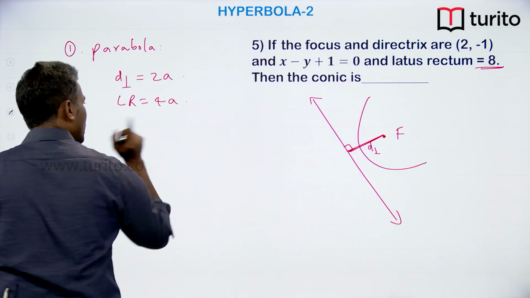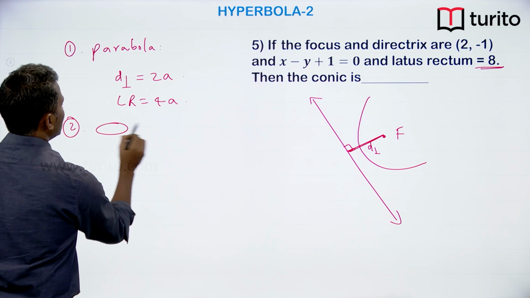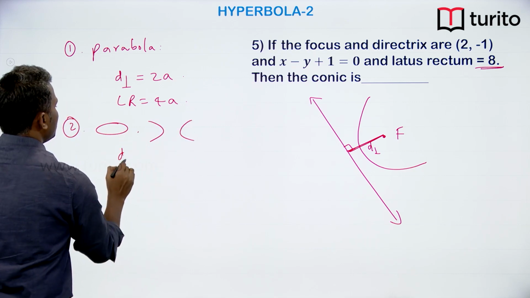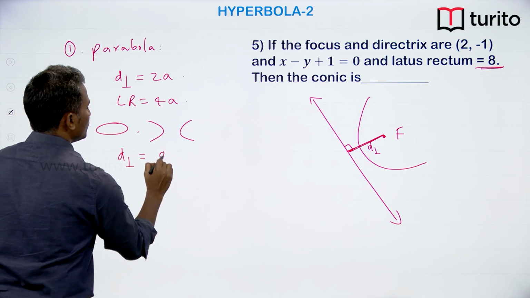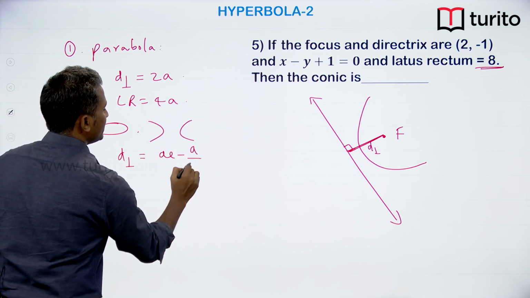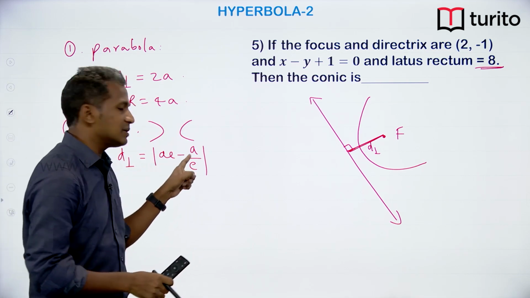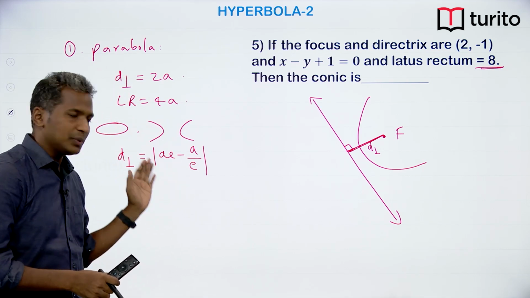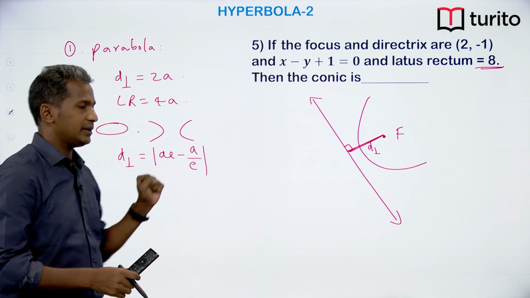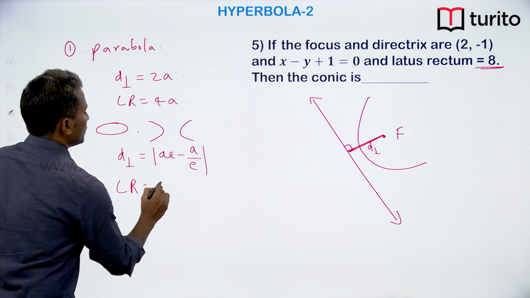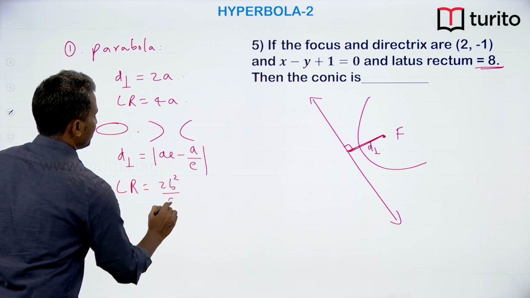So, if it is not a parabola, if it is an ellipse or hyperbola, then what happens? Then D perpendicular must be equal to the mod of AE minus A by E, because in an ellipse A by E is bigger than AE, in a hyperbola AE is bigger than A by E, and then the latus rectum must be equal to 2b square by A.